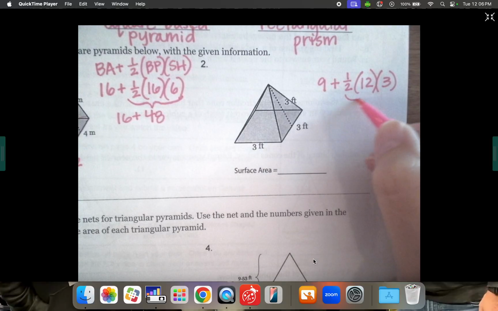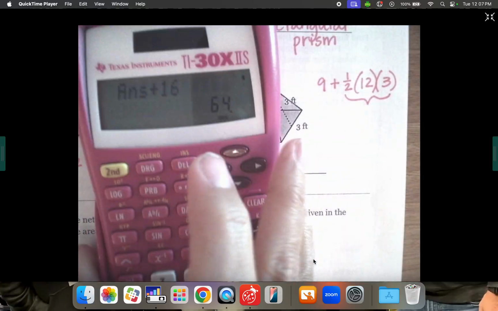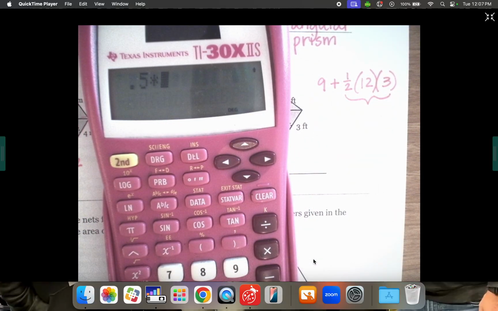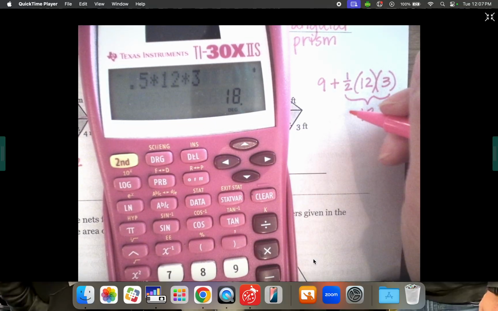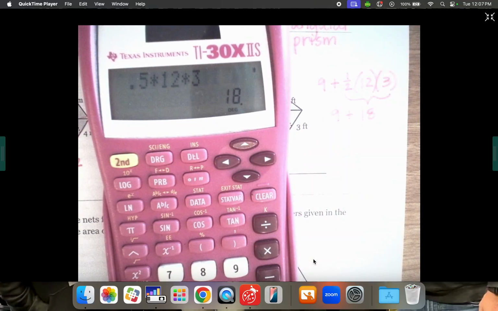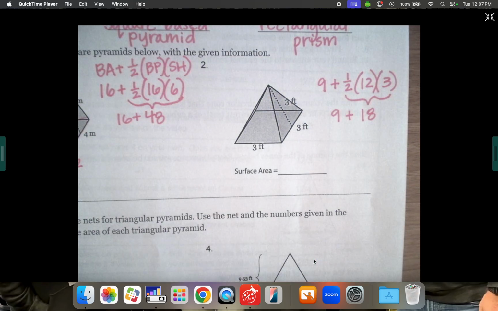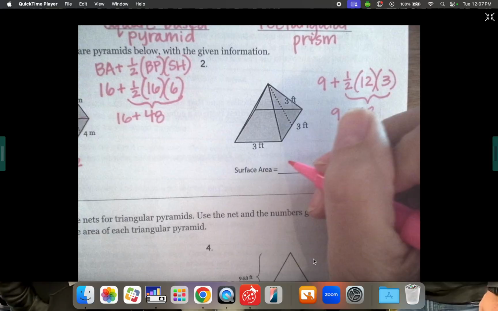And remember, we're going to multiply first. So 1/2 times 12 times 3 is 18. And then I'm going to go back to that 18 and add my 9 on. And 9 plus 18 is going to be 27.